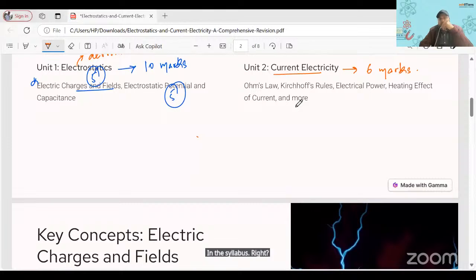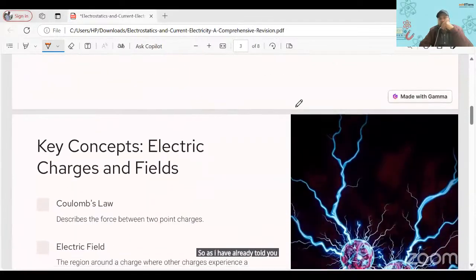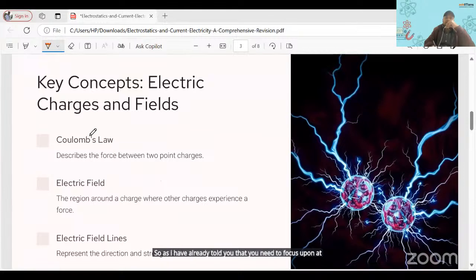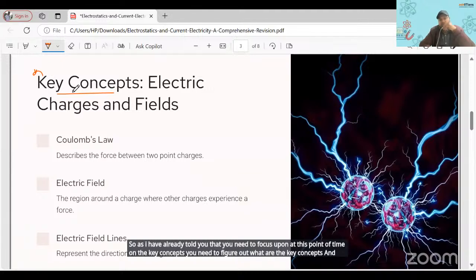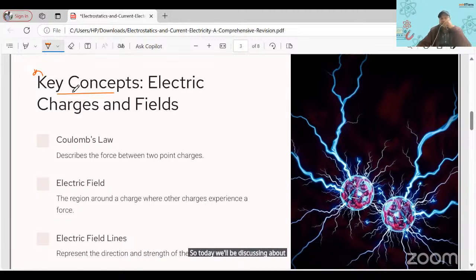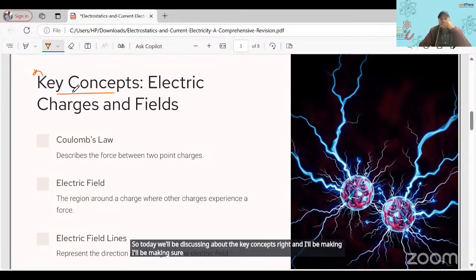As I've already told you, at this point of time you need to focus on the key concepts. You need to figure out what the key concepts are, and that we'll be discussing. We have already discussed modern physics in our last webinar. So today we'll be discussing the key concepts. I'll be making sure that you'll be able to see those concepts. I have made a presentation so that you'll be able to have a quick recap of all the concepts.